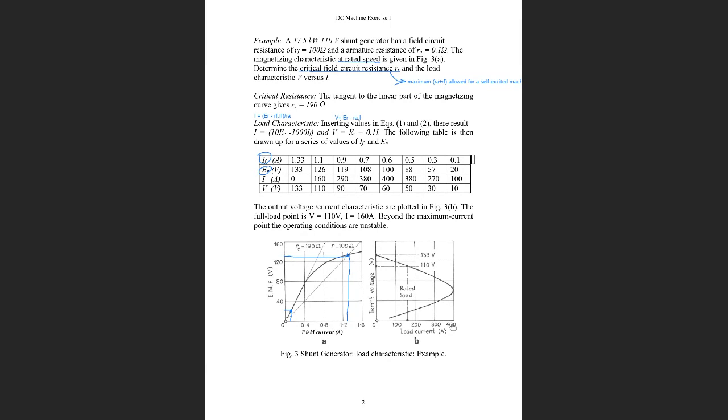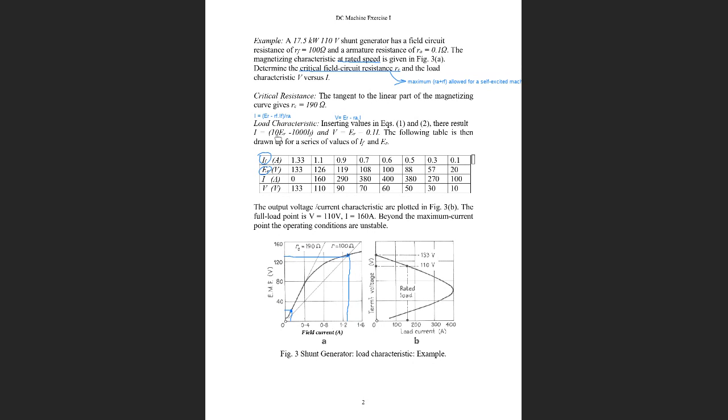Okay, loading current of 60 volts. After that, if the field current becomes smaller, 0.5 amperes, the internal generated voltage will be larger than 80 but smaller than 100, which is really 88 volts. So for 0.5 amperes, the internal generated voltage is 88 volts.